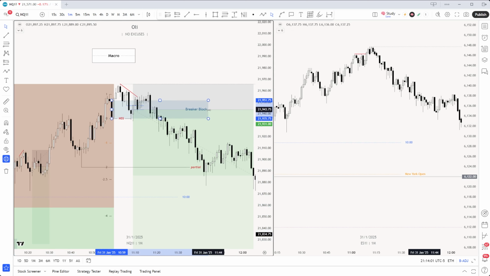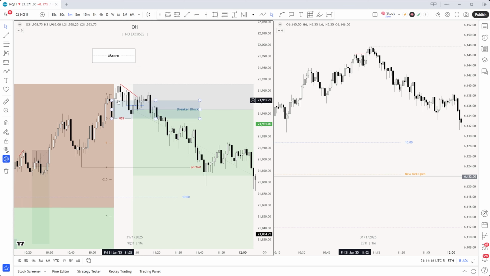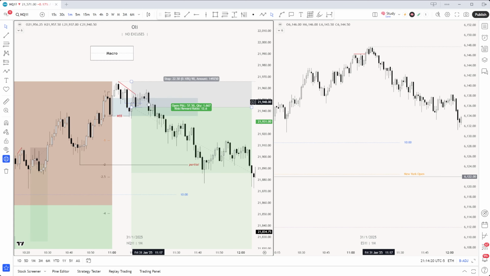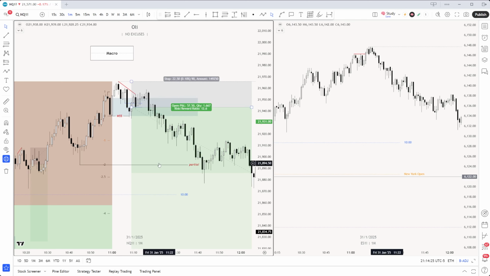I tried to give credit to the person who taught it to me, which is ICT, by calling it what he calls it. He calls it a breaker block. I'm going to call it a breaker block out of respect, just to give credit where credit is due. But I really don't care. For me, it's a time-based pattern. As long as there's SMT and there's those things, I place my stop like this. I target these specific things. I have my trades planned out.